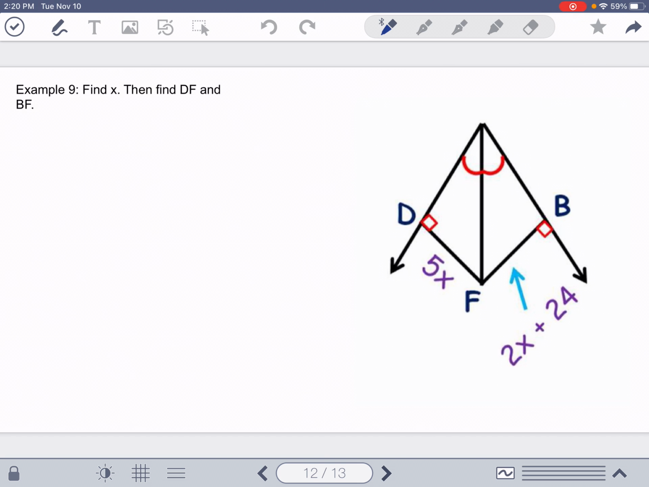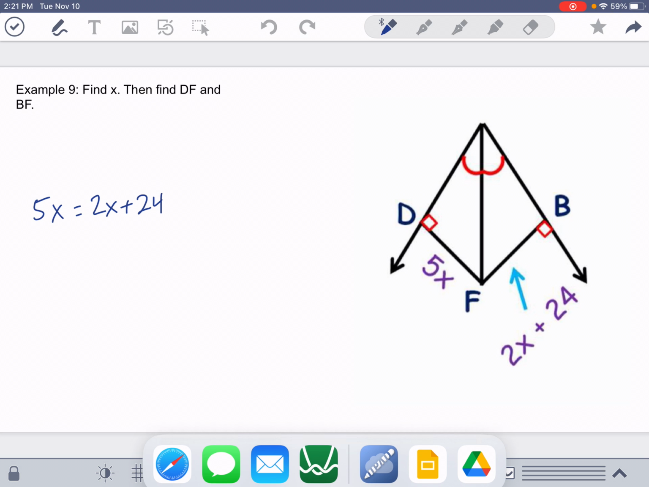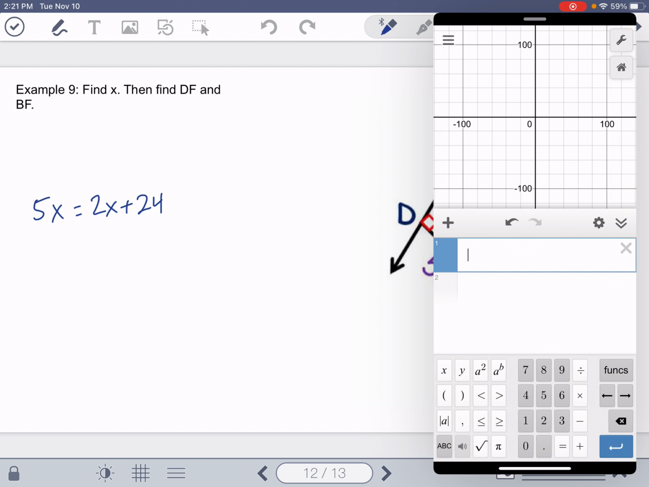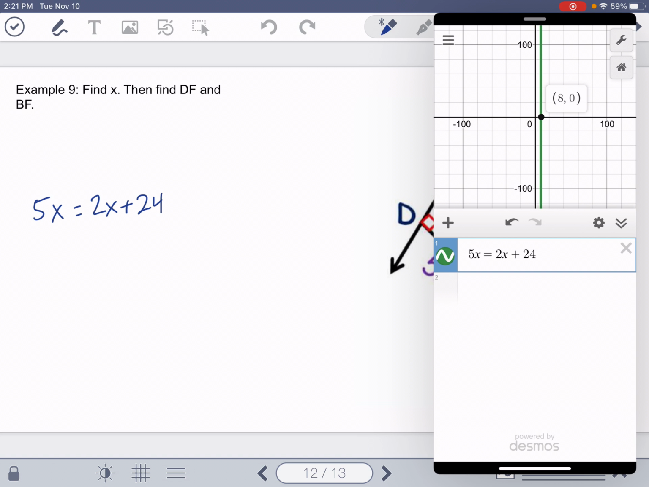So how do I use this? All right, I've got my little diamond set up here. I've got two congruent angles. I've got some perpendicular lines. That means that I've got two segments that are going to be congruent. So 5x equals 2x plus 24. Five x equals 2x plus 24. X is 8.